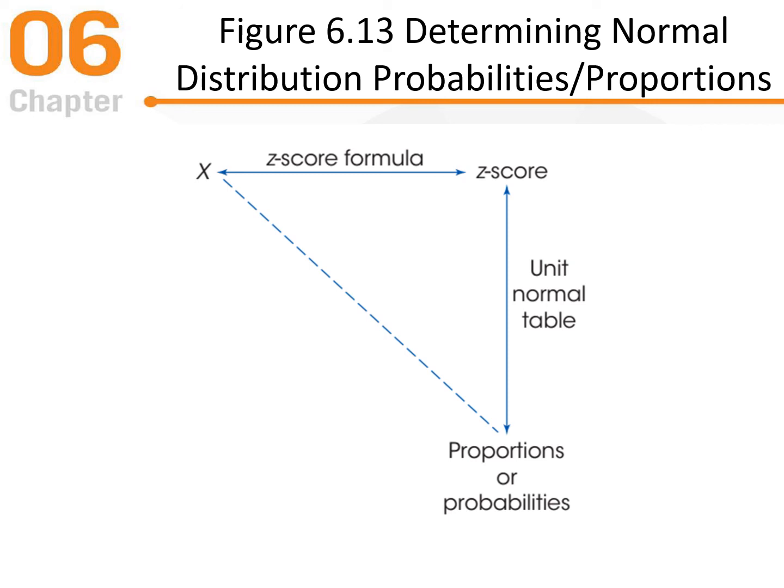We cannot go directly between a raw score x and a probability. You can't do that. You must always work through z-scores. You cannot just go from raw score to probability. You must convert everything to a z-score first and then to probability, or convert probability to a z-score and then to a raw score. And that's what this picture is showing.